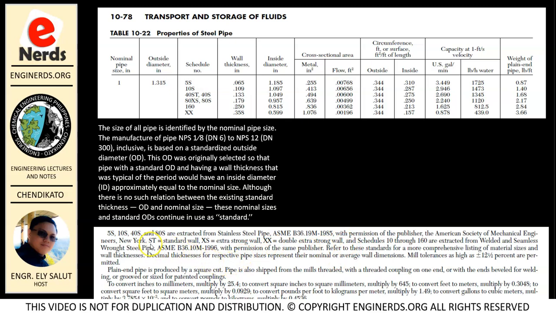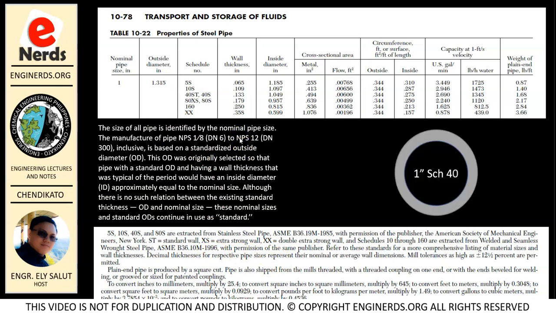So, ST stands for the standard wall, XS is extra strong wall, and XXS means double extra strong wall, and the schedules 10 through 160 are extracted from welded and seamless wrought steel pipe, no? From ASME B36.10M-1996.